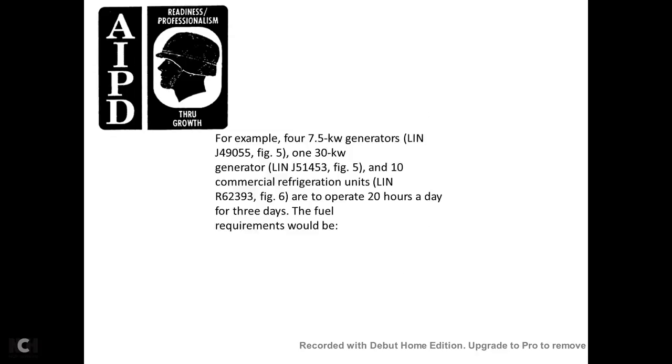For example, four 7.5 kilowatt generators, LIN number J49055, figure 5, one 30 kilowatt generator, LIN number J51453, figure 5, and 10 commercial refrigeration units, LIN number R62393, figure 6, operate 20 hours a day for 3 days.